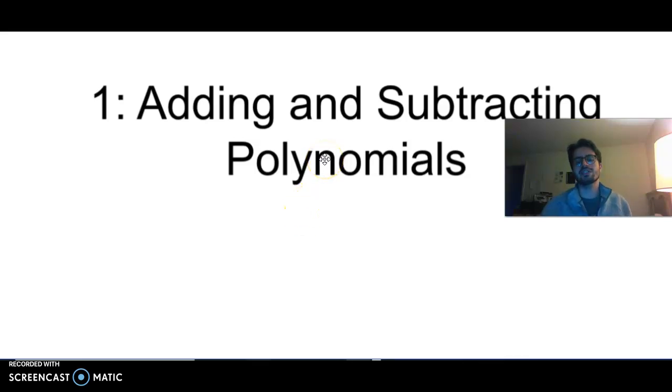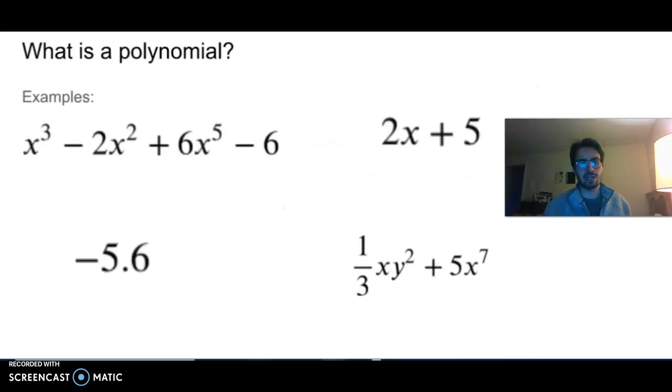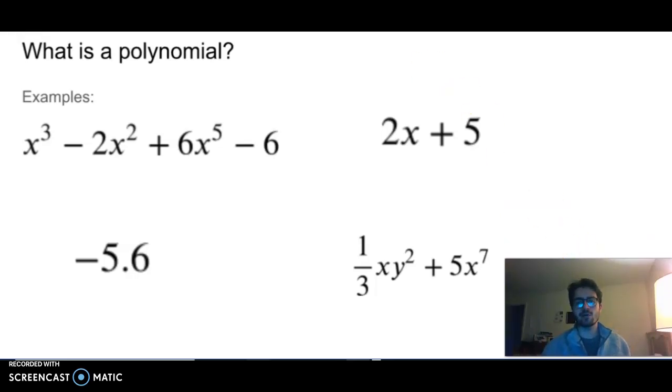Hi everyone, so we're going to talk about adding and subtracting polynomials today. To start off, what is a polynomial? So here's tons of examples, I gave you 4. What you'll notice is it's anything when you're adding and subtracting terms with variables and numbers and exponents. You could have a number by itself like negative 5.6, that's a polynomial. It's 2x plus 5. Here we see one with more variables.